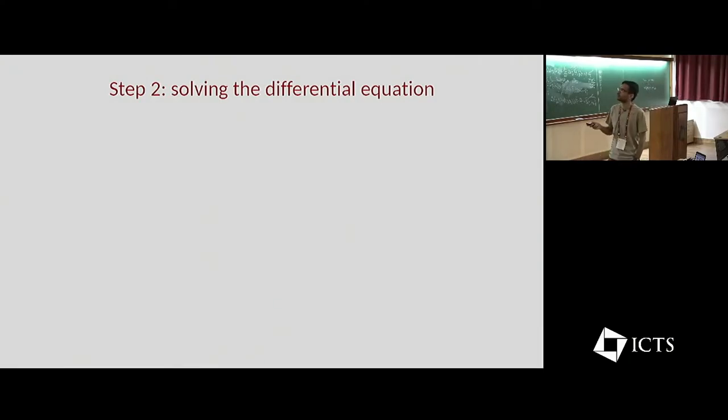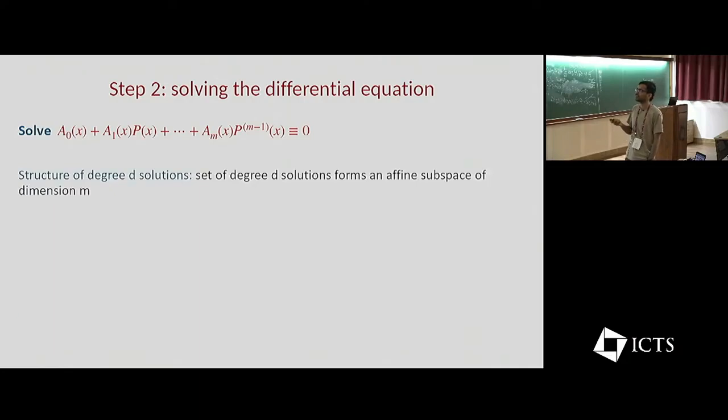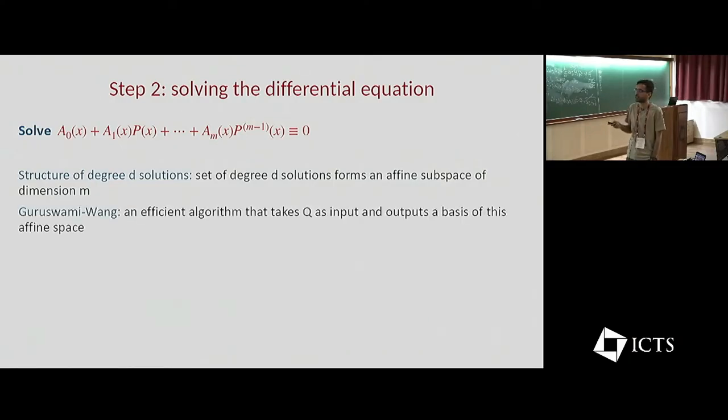Okay, great. So let me say something about the second part. Remember, the first part was constructing a differential equation satisfied by every p in the list. The second part was to solve this differential equation. So what we are looking for is solutions of equations of the following form: some a0 plus a1 times p plus a2 times p prime, and so on and so forth. Clearly, the solution space is an affine subspace, and Guruswami and Wang argued that the subspace has dimension at most m. And they gave an efficient algorithm to output a basis of this subspace.